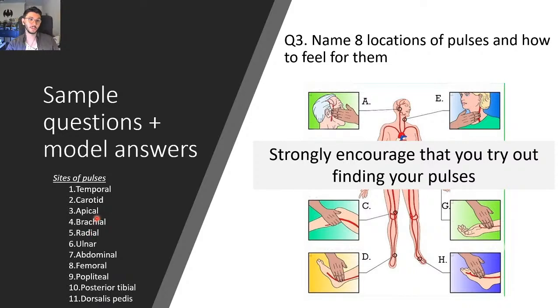Other pulses include the apical pulse, so that's the heart, so you feel it here under the chest. An abdominal pulse, you can feel that if they have an aorta that's pulsating.